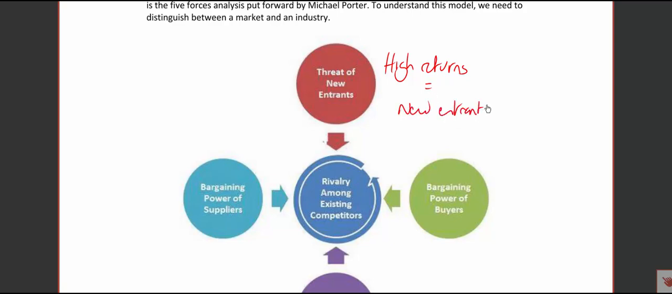Now, the extent to which an industry is open to new entrants really depends on things like barriers to entry. So how easy is it for somebody to come in? Are there any patents protecting what I'm doing? Is there a high cost of entering the market and that sort of thing?